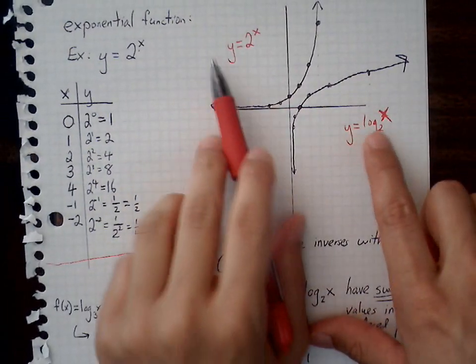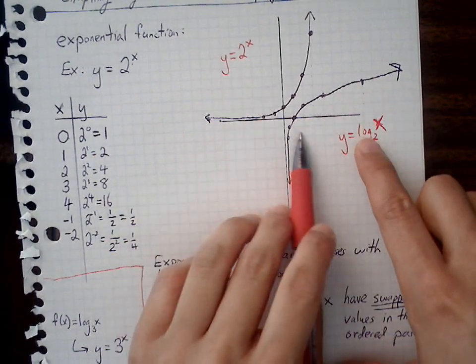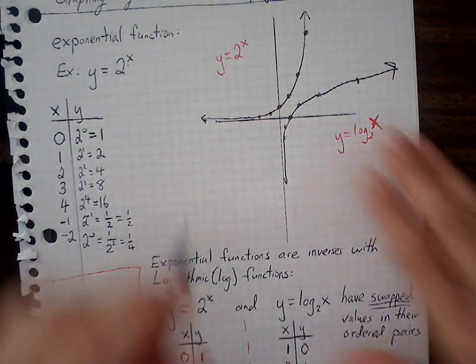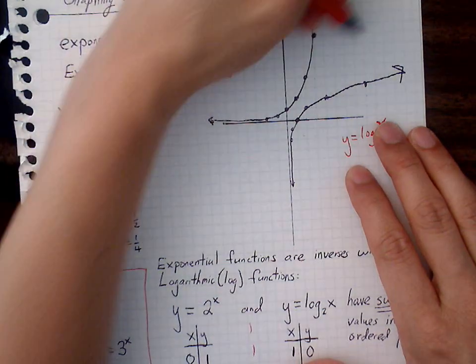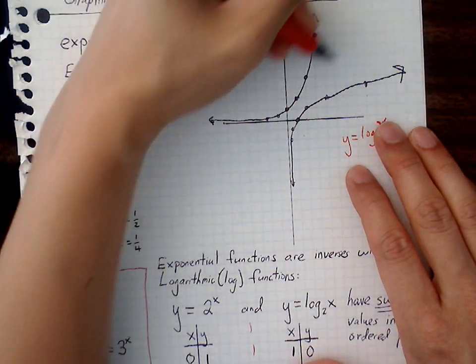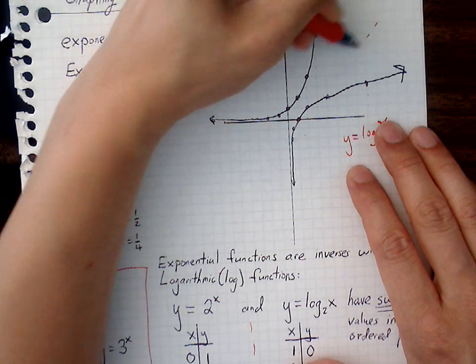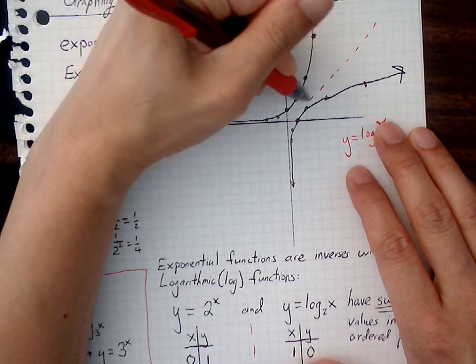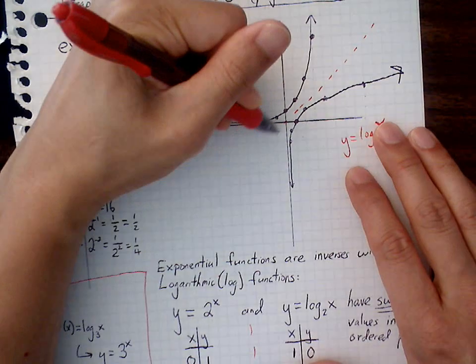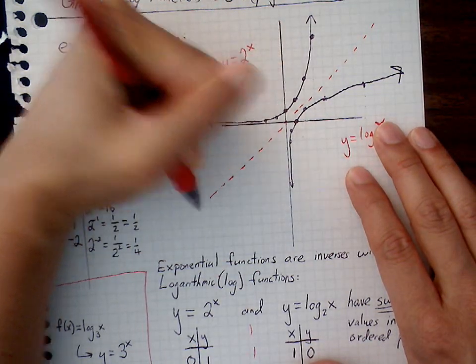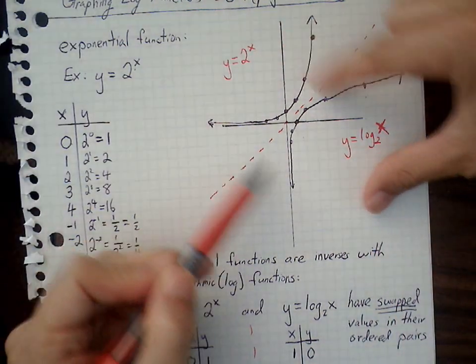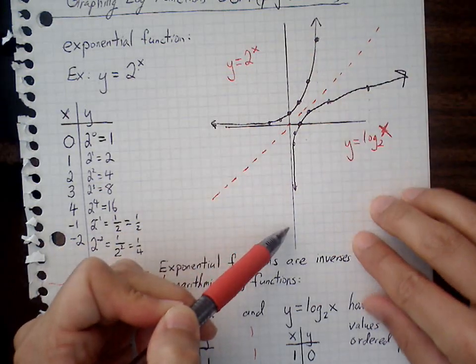So a true function and its inverse will always look like they're folded over the line, this diagonal line y equals x. So I can draw this diagonal line, and you can kind of visualize, right? If you were to fold this graph over this dotted line that I created, we can kind of visualize how these two will overlap each other.